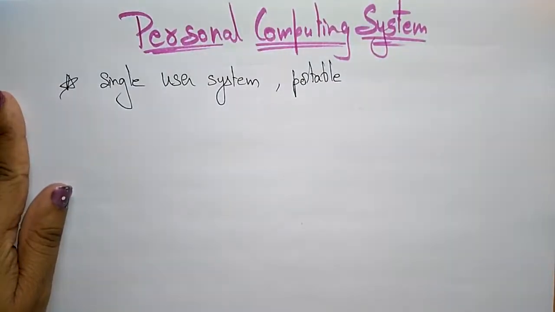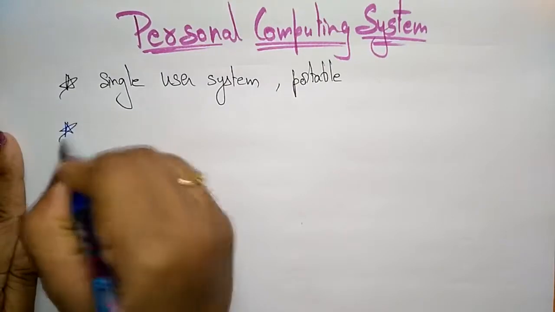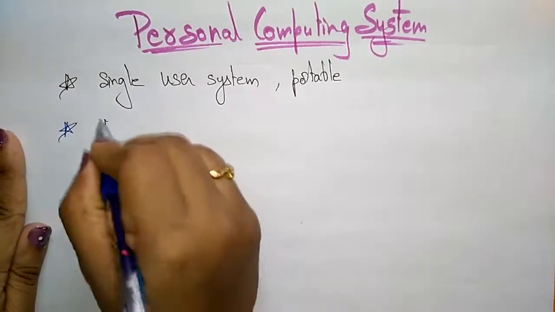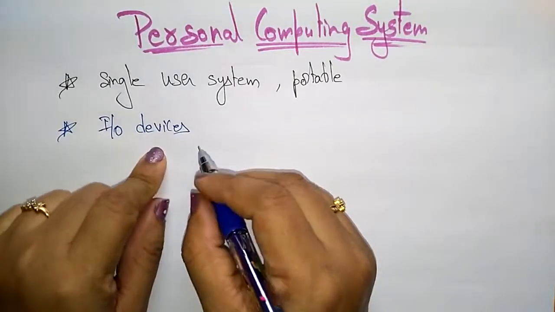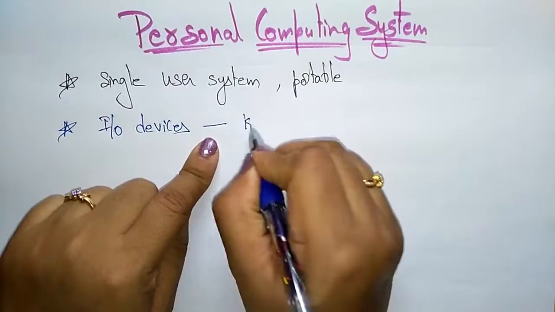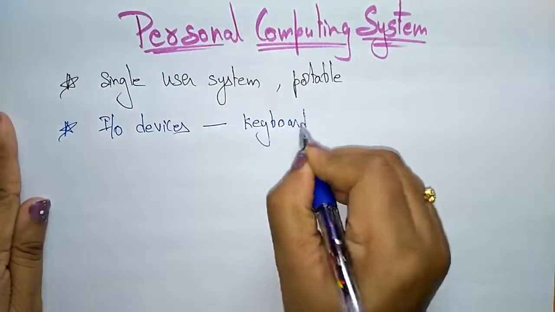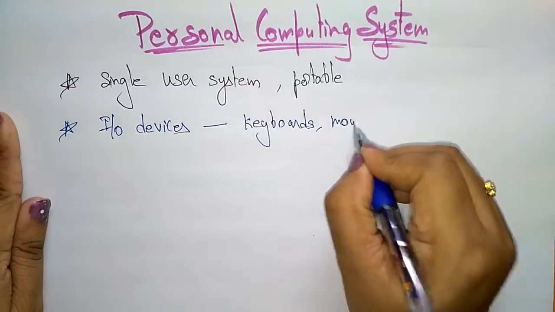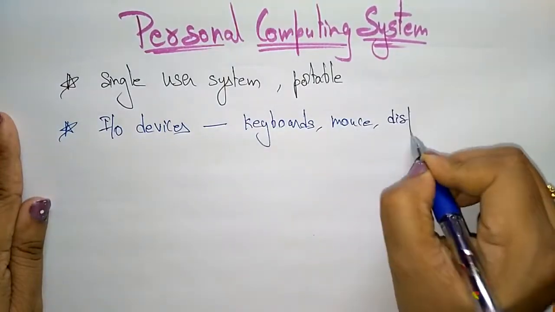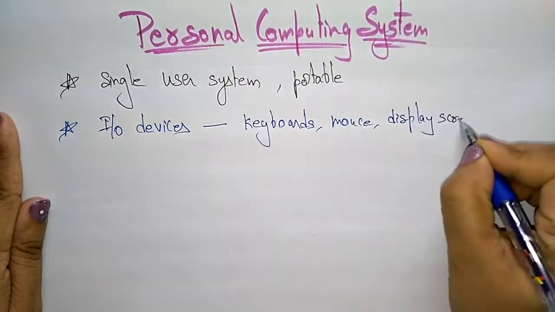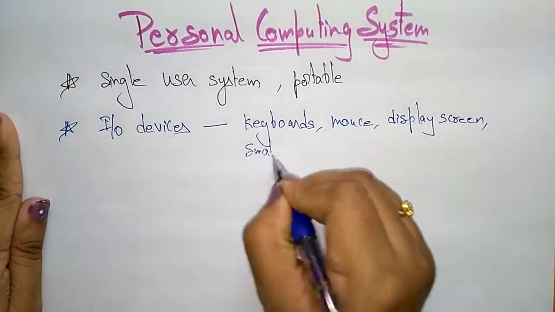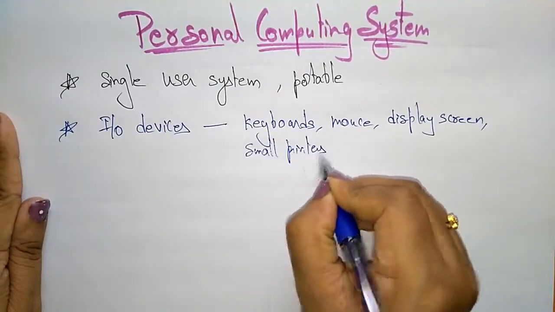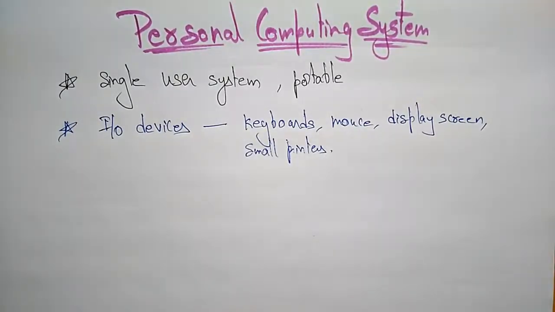And next, in this personal computing system, there are I/O devices present, input output devices. So what are the I/O devices that are present in your personal computer? The I/O devices are keyboards, mouse, display screen, means the monitor, you call it a display screen, and small printers, etc. So these are some of the I/O devices that are present in your personal computer.